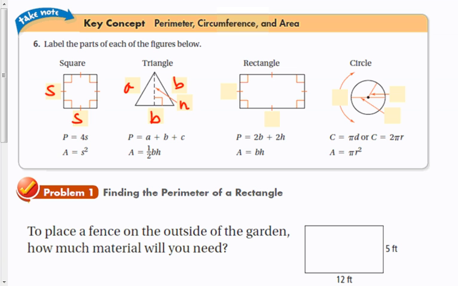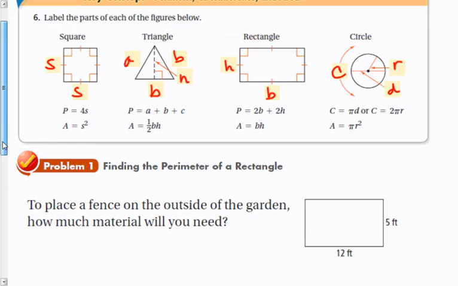And for a rectangle, we have a base and a height. Doesn't really matter which one you consider the base and which one you consider the height. For a circle, we have a radius, a diameter, and a circumference. All right, so we're going to use those formulas.